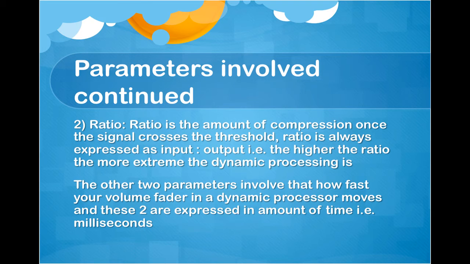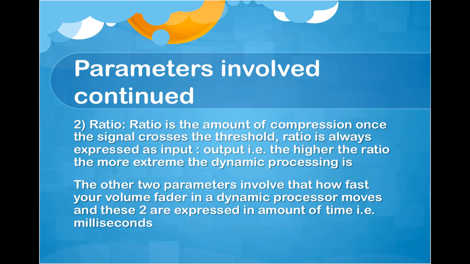The second parameter is ratio. Ratio is the amount of compression once the signal crosses the threshold. Ratio is always expressed as an input to output ratio. That is, the higher the ratio, the more extreme the dynamic processing is. Basically, it is the amount of processing to be done once the sound reaches the threshold.